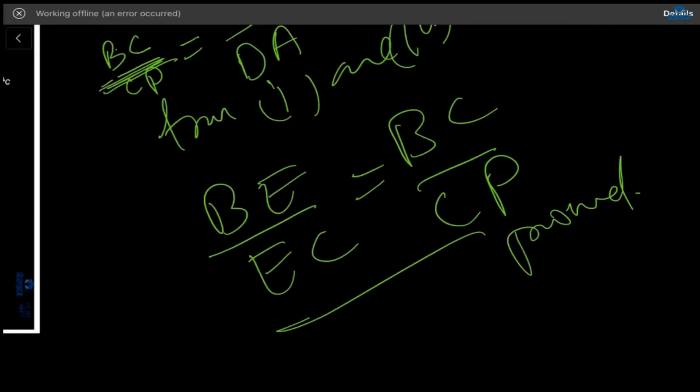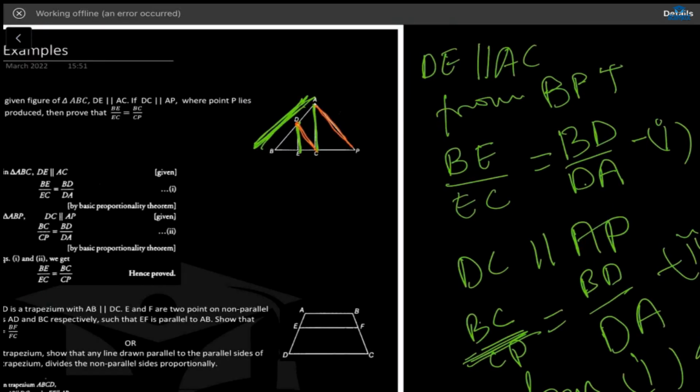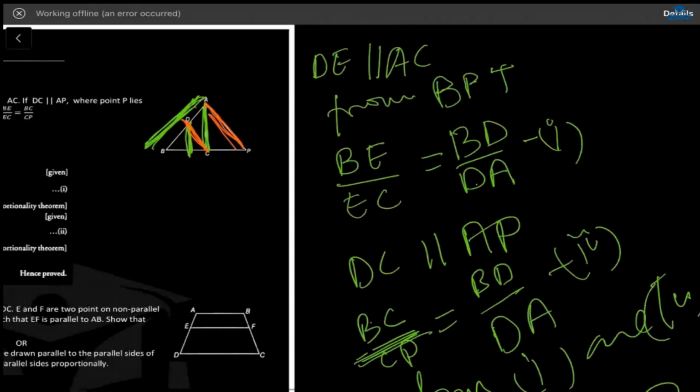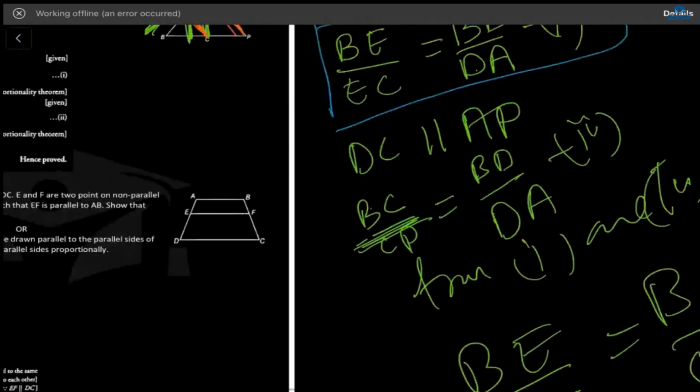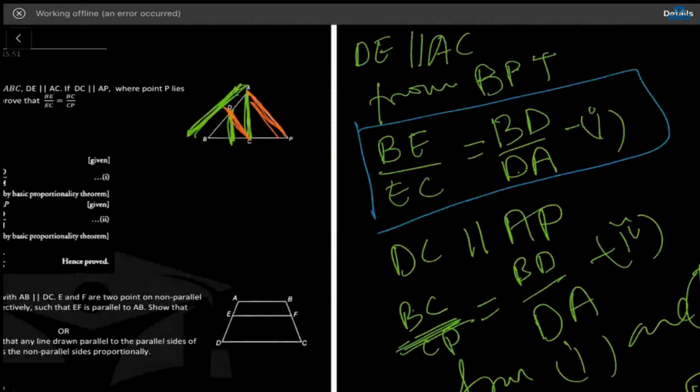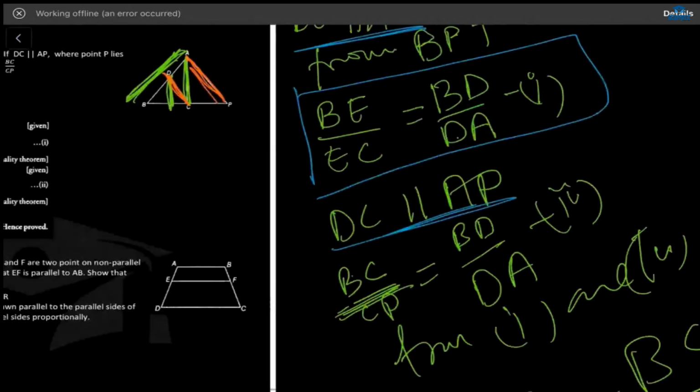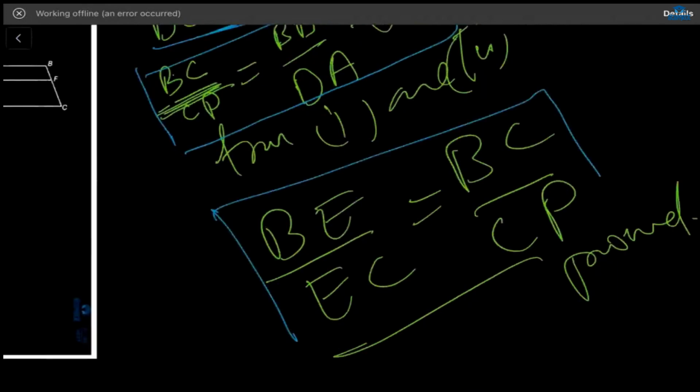Any doubt? When you draw this figure clearly, then you'll get it. There are two things given: one is DE is parallel to AC and another is DC is parallel to AP. From there, two times you are applying the theorem BPT, and then you got two equations. One equation is this, as DE is parallel to AC, and since DC is parallel to AP, you got the second equation, and from both the equations we have proved it.